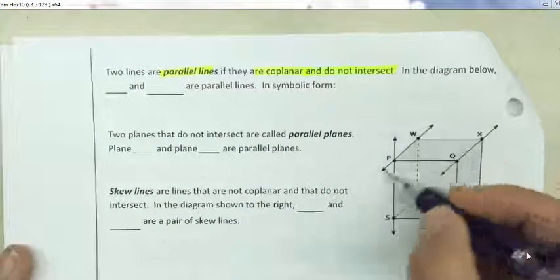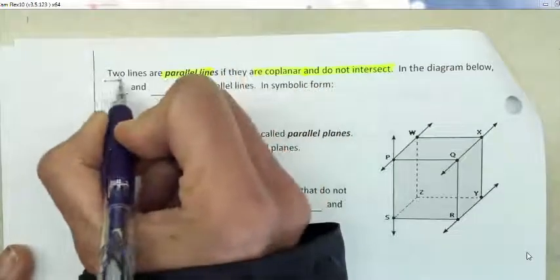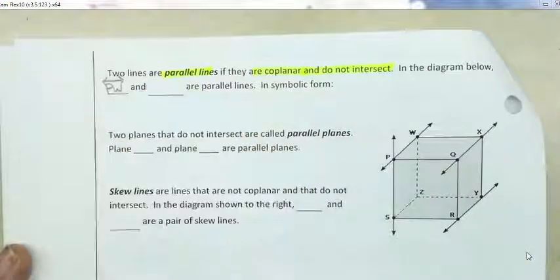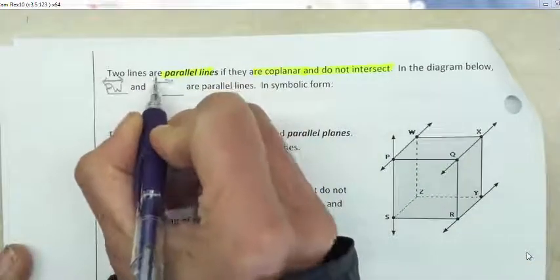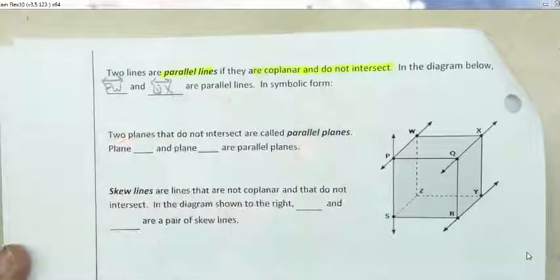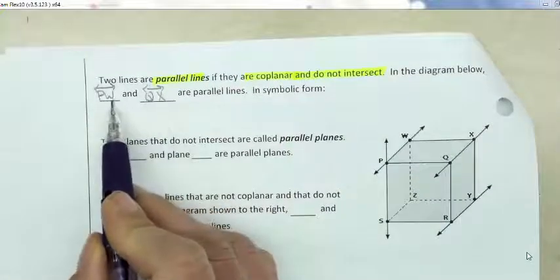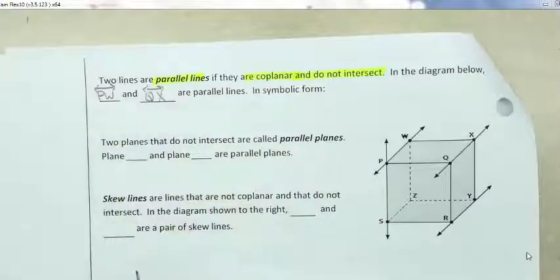How about I'll go with the top two. So we'll do line PW and line QX. Those are parallel lines. And again, I've named these correctly. I've used 2 points and a line on top.